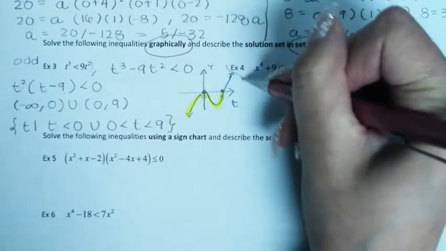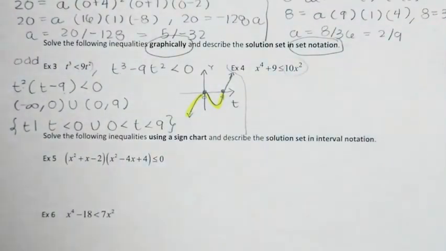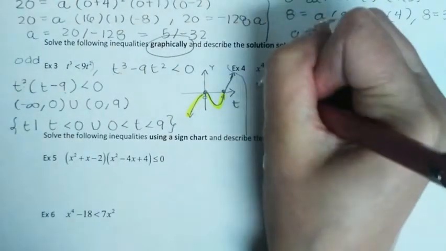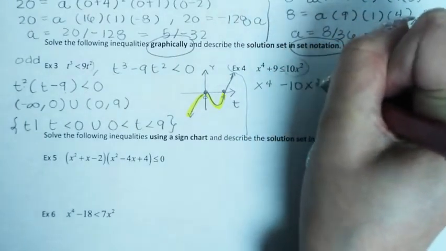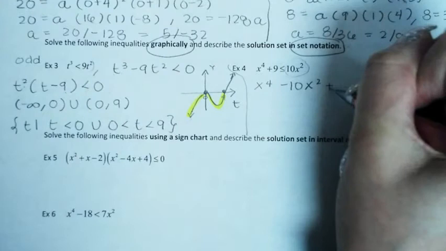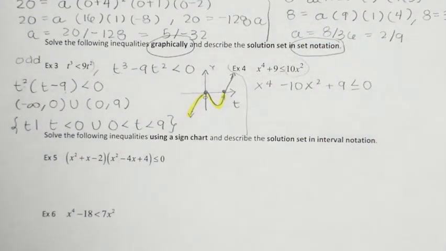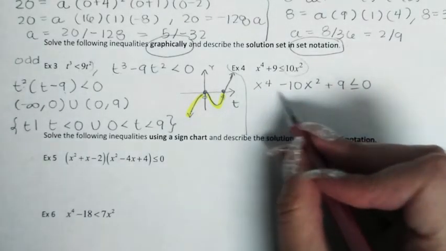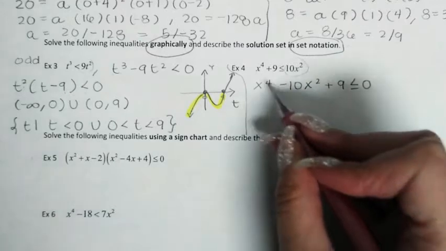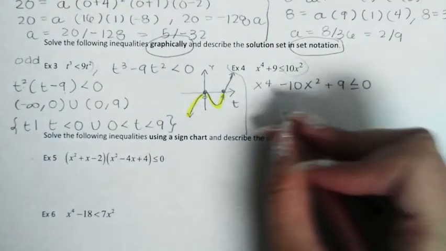For number 4, similarly, we are going to move this one to the other side. So what we have here is x to the power 4 minus 10x squared plus 9 less than 0. Now you see here that it's quite neat. Hopefully you see the pattern here that it's kind of like a quadratic function even though we have a power of 4. So we can factor the situation.